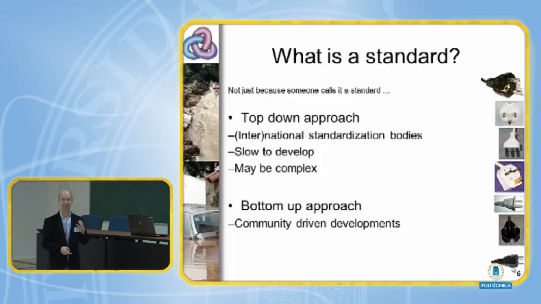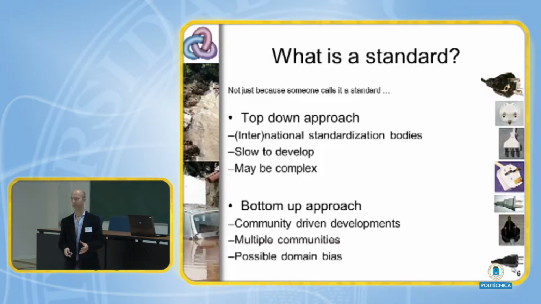So the international standards tend to be slow in development. A lot of people need to agree, and it's viewed from a lot of different angles, and the resulting standard might be very complex. However, if you take the bottom-up approach, you agree with your colleagues, but somewhere in another country, like the national standardization bodies, they come up with another standard, so they are not as standard as you would think they are, or you hope to be, and you have possibly a domain bias.